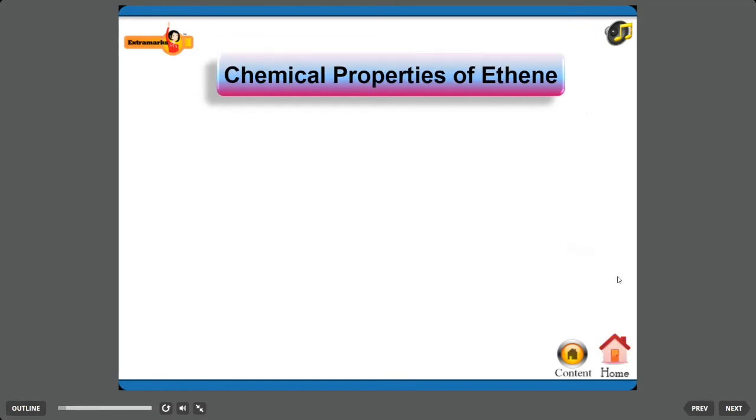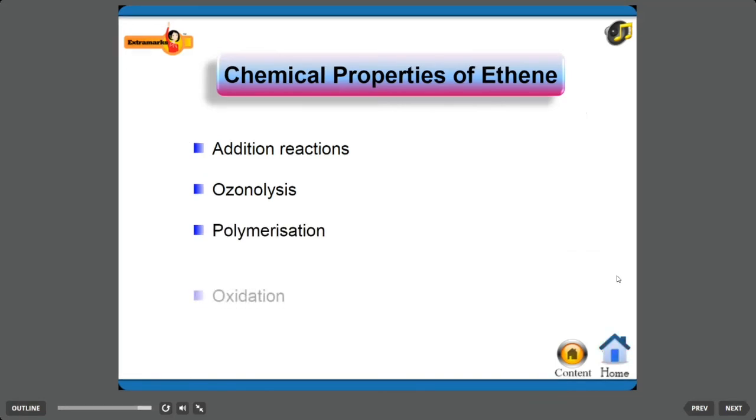After learning about the physical properties of ethene, now we will learn the chemical properties of ethene. The important chemical properties of ethene are as follows: addition reactions, ozonolysis, polymerization, oxidation, and combustion. Let us discuss about them one by one.